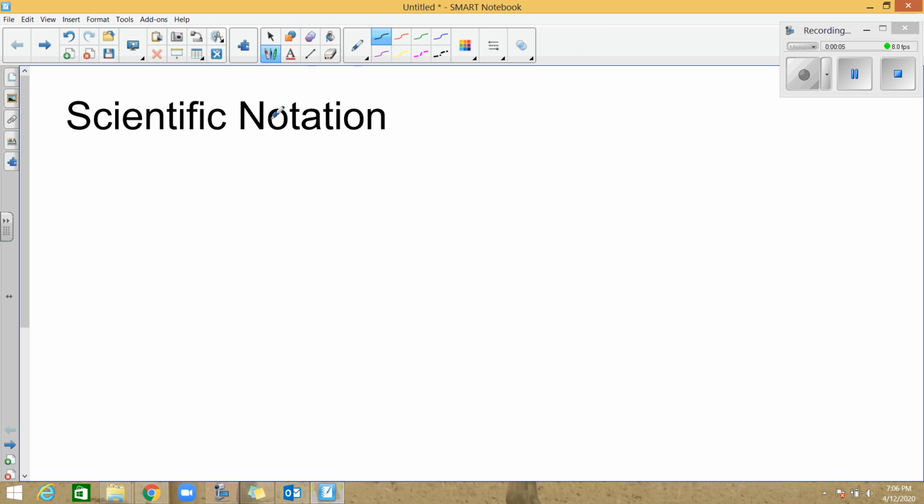Okay, as we look at scientific notation, some rules with scientific notation. There's lots of ways to write stuff: engineering notation, monetary notation. Scientific notation is a little bit different. The first thing you have to understand is there's two things that have to happen in scientific notation.